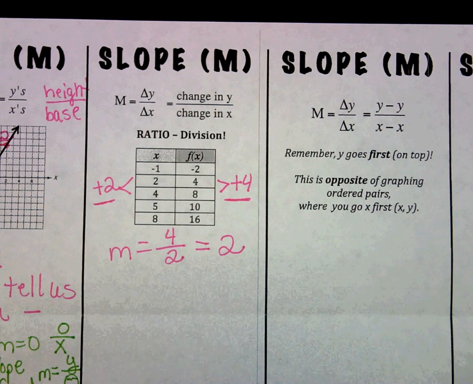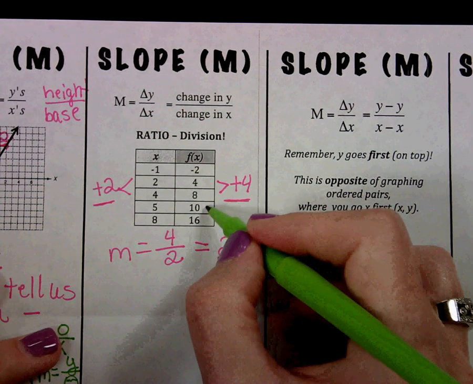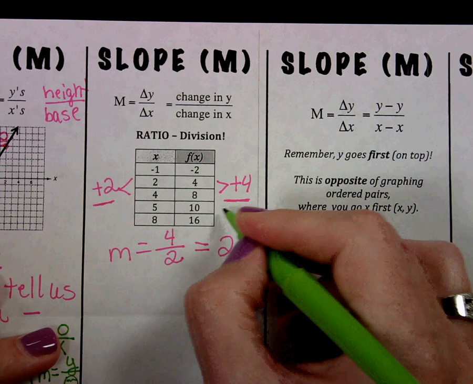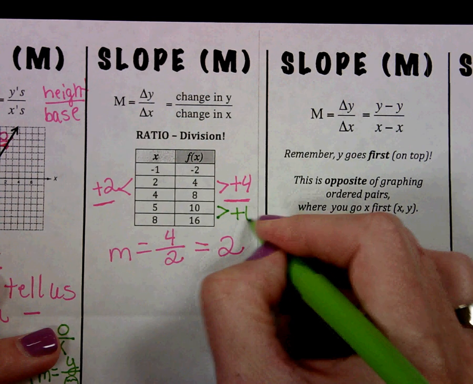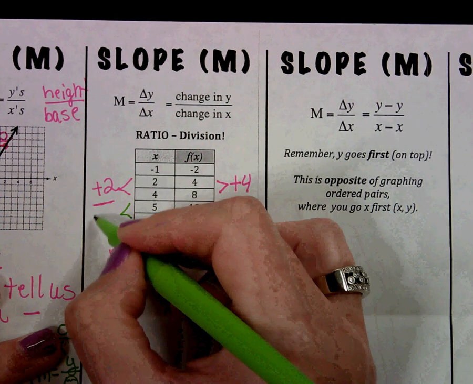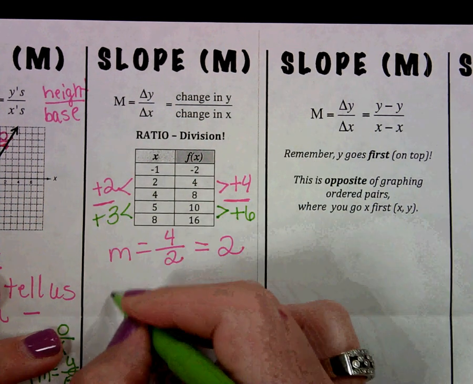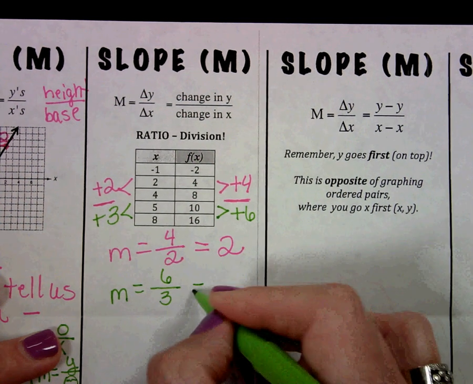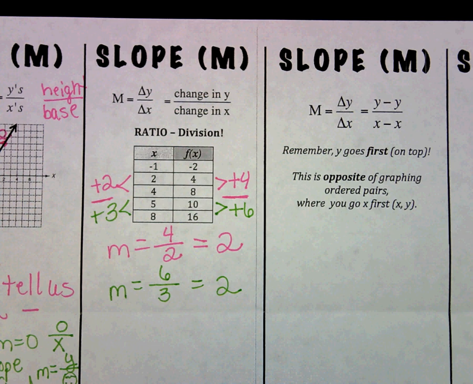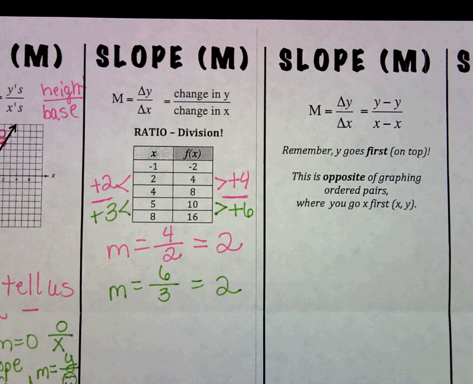It would be the same thing if I found it maybe between these last 2 points. To go from 10 to 16, we are adding 6. From 5 to 8, we are adding 3. So the way we get to 2 is a little bit different, but it's still the same slope. I wanted you to see it doesn't matter which 2 points you use from the table.